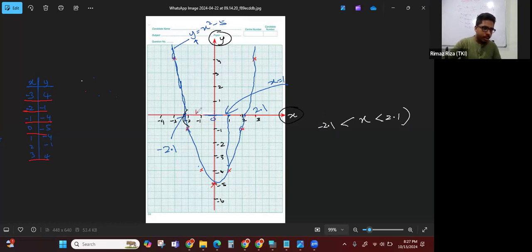For example, if I choose this point, that point is between minus 2.1 and plus 2.1, right? It's something like minus 1.5. If I check minus 1.5, y has a value of minus 2, so the function is negative. So in this range, the function is negative. Okay, do you all understand?